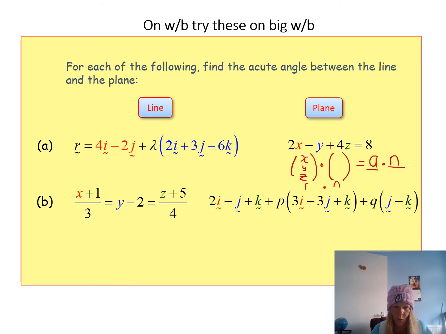On this one, oh, this is a little teaser. The line's been given in that form. So it's not the vector form, it's like that Cartesian form. What you have to do is let lambda equal x plus 1 over 3, let lambda equal y minus 2, etc., and lambda equals that other thing.